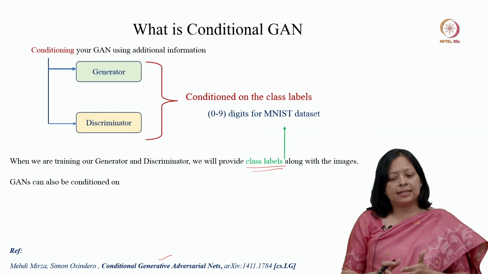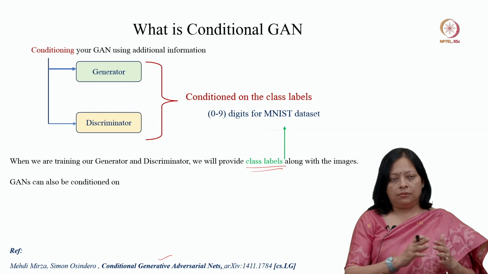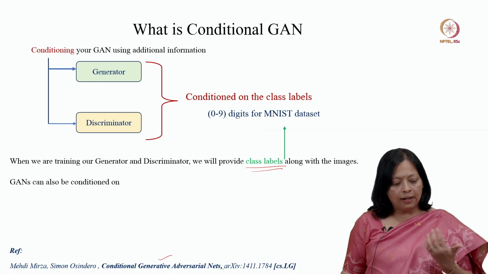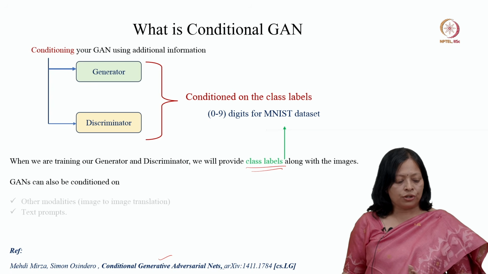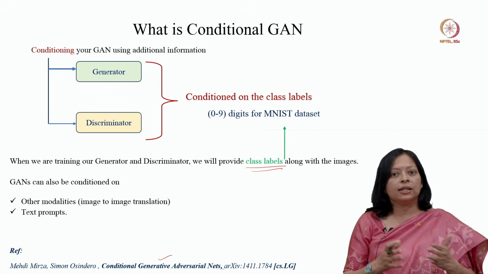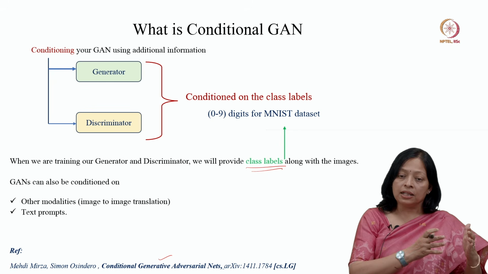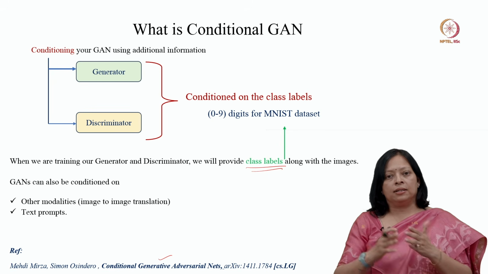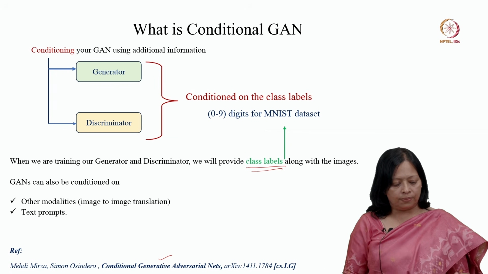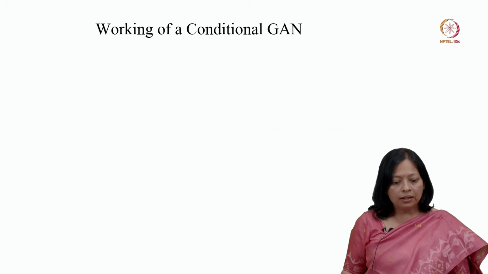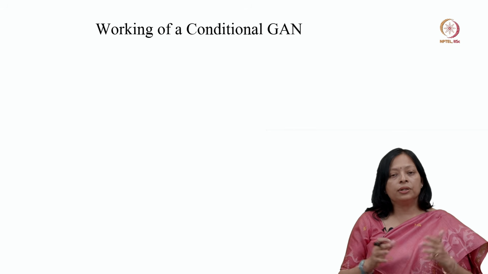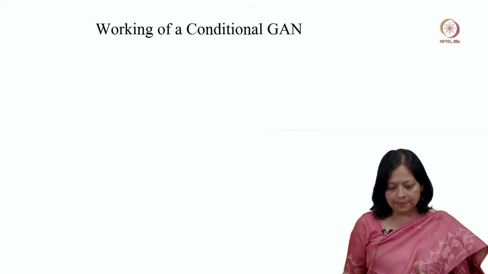Now, here in this case it is the class label that we are giving, but GANs can also be conditioned on other modalities, like text prompts, or images in the case of image to image translation. Okay. Now, we will have a look at how the conditional GAN works.